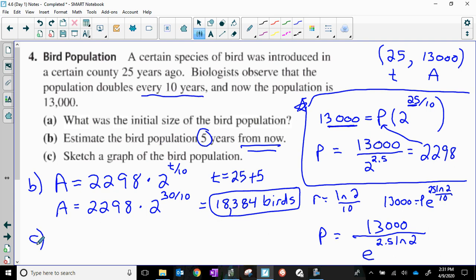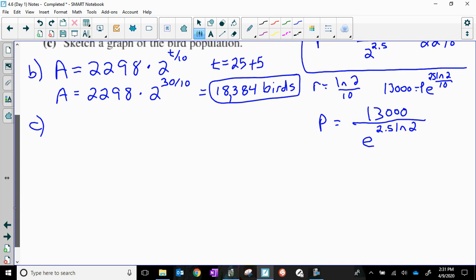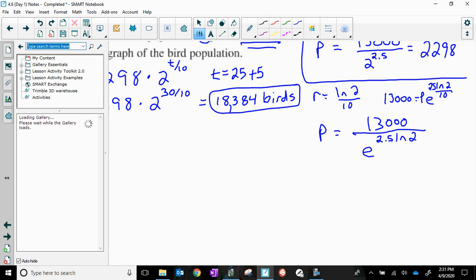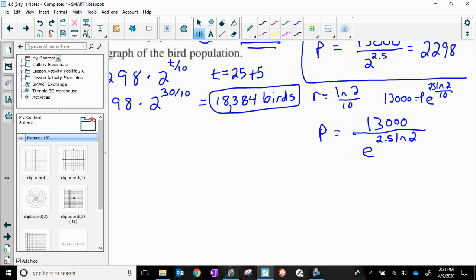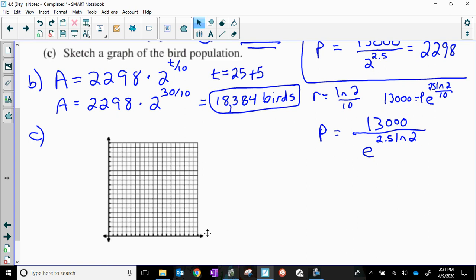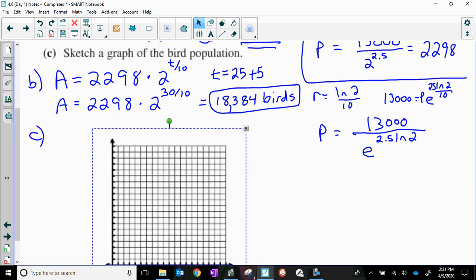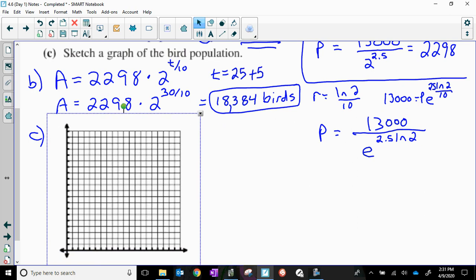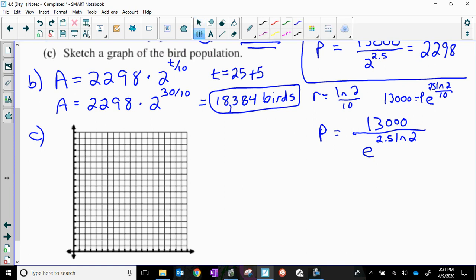All right, the last one says sketch the graph. Okay. We can't have negative birds or negative time. So when choosing what type of grid to make, I'm going to pick something in quadrant 1. I'm not going to label these because we're talking about things in the thousands. Okay. So let me make each mark 1,000 for the y. Okay, so each mark here is 1,000.